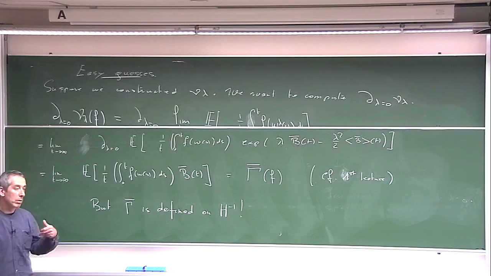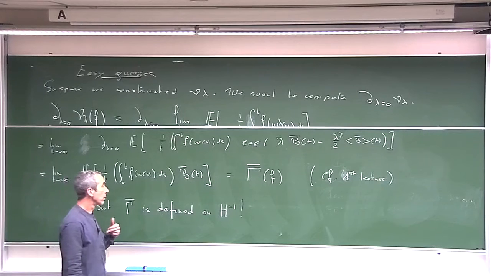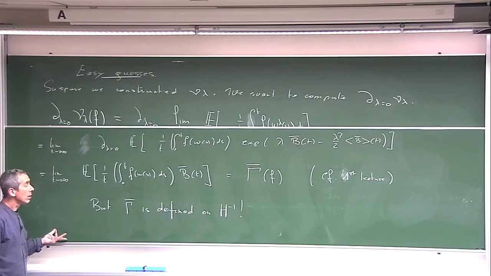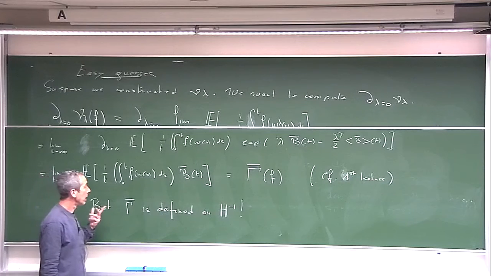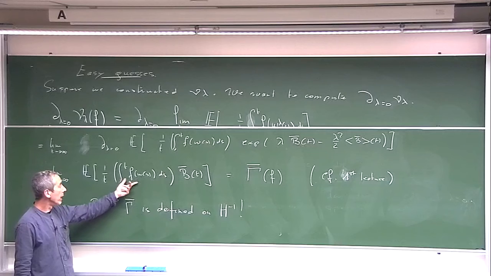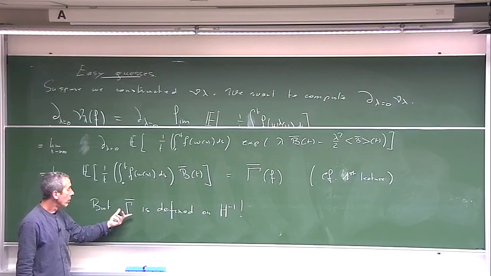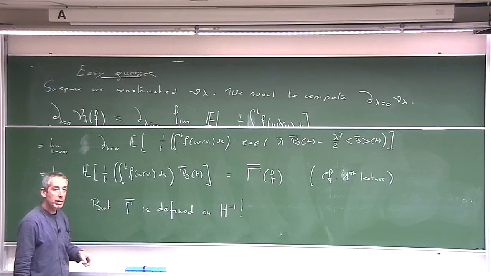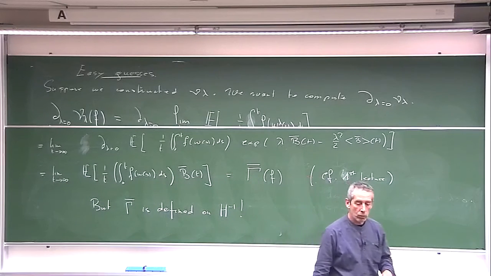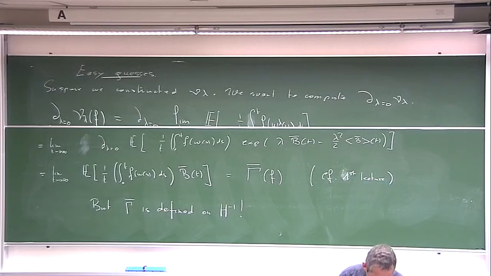So if we want to make sense of this computation, we are not going to take the derivative for any f. We should assume that f is in H minus 1. So you see, there are two problems.